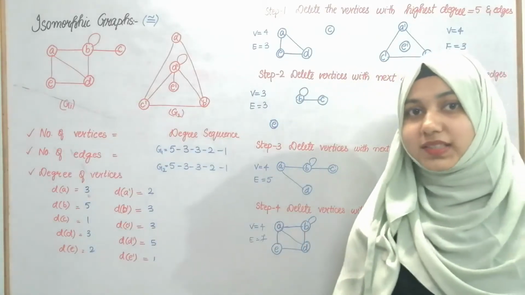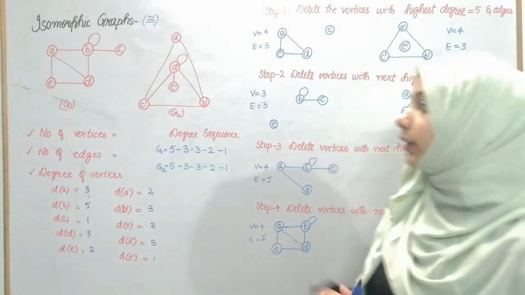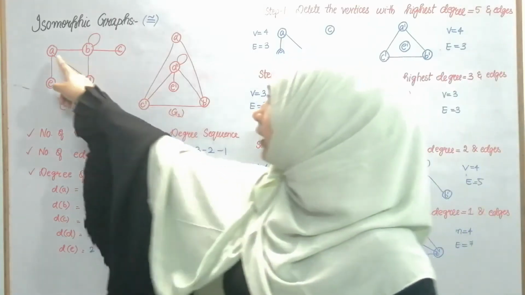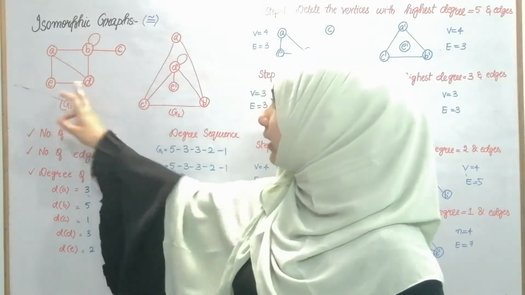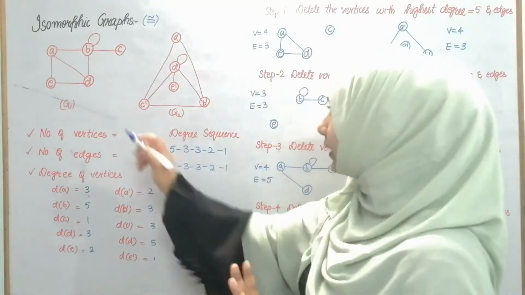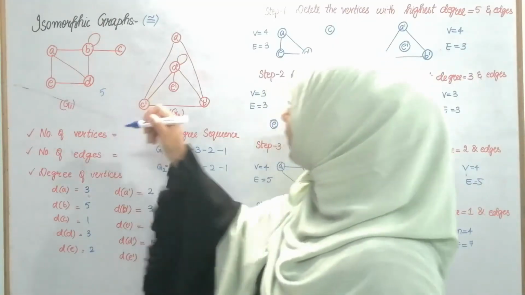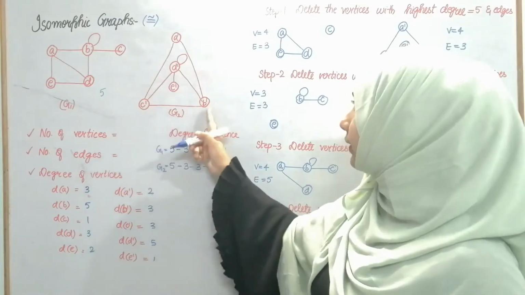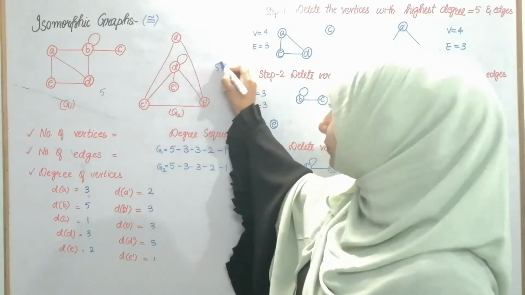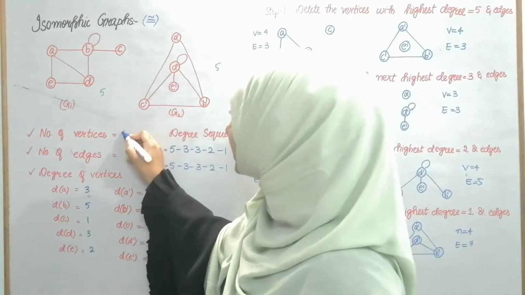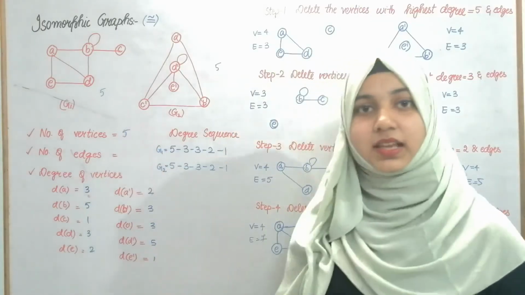Let's check the number of vertices, edges and the degrees first. The number of vertices, if you see here, you have got 1, 2, 3, 4 and 5. So 5 vertices. Here also 5 vertices, 1, 2, 3, 4 and 5. Same thing. So the number of vertices are equal. That is, it is 5.